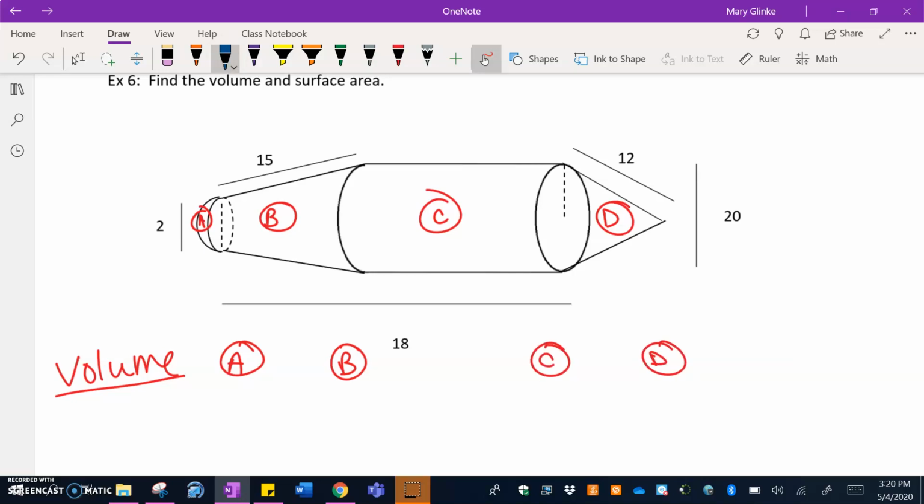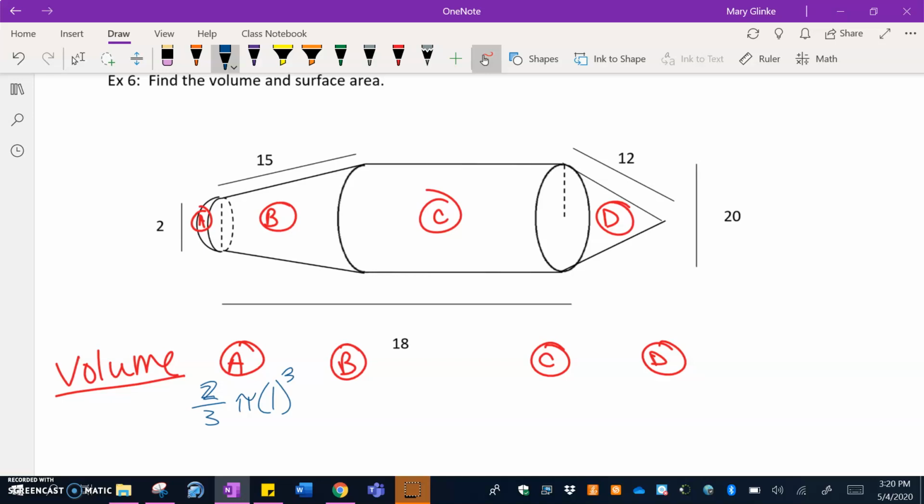So to find the volume of A, we're going to use the hemisphere formula, which is going to be 2/3 pi r cubed. So we're going to do 2/3 pi times our radius, which is 1 cubed.